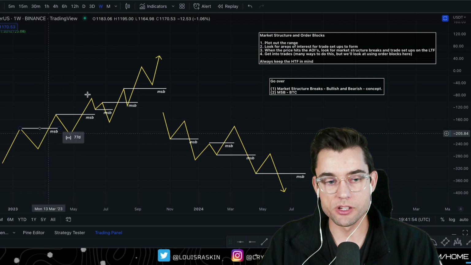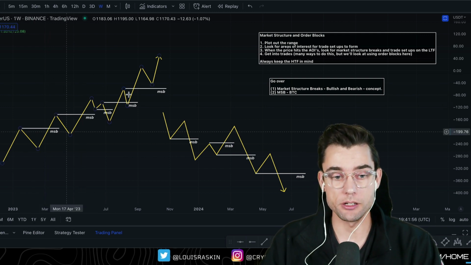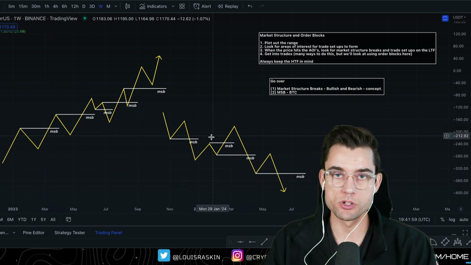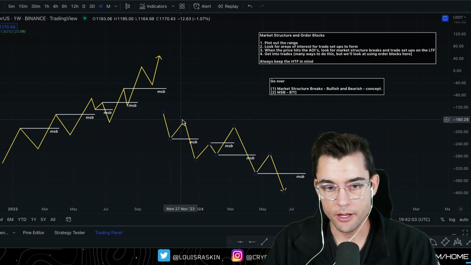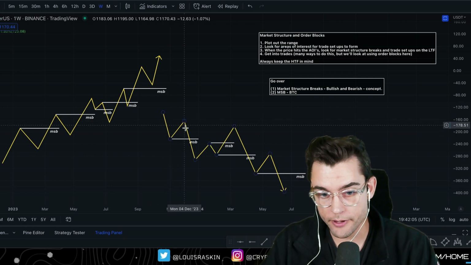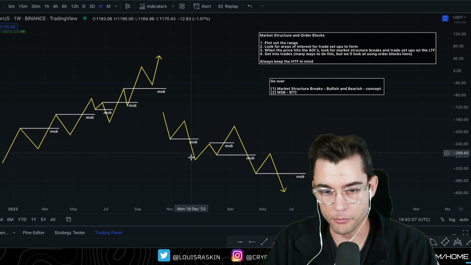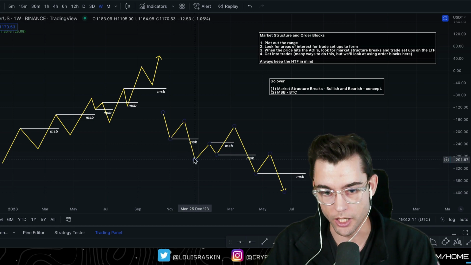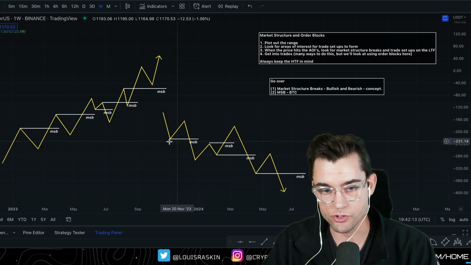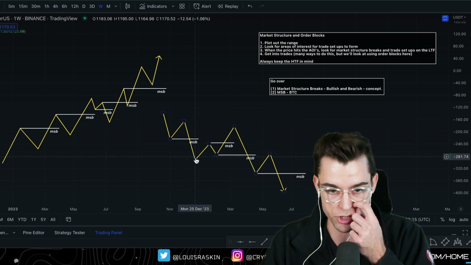And that was mostly in an uptrend, right? So in a mostly downtrending market, we have a high, a low, a lower high, and then a break down in the market structure. So a market structure break from this previous low to this new low. So we made a lower low. So that's a market structure break to the downside, a bearish market structure break.